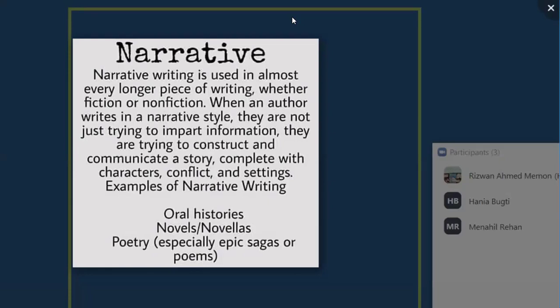So narratives can also be in poetry, especially epic sagas or poems. Epic poems are longer poems, and they can be in story form. So this is known as narrative. Narrative writing is used in almost every longer piece of writing. See, at the start it talks about the length, whether fiction or non-fiction. When an author writes in a narrative style, they are not just trying to impart information; they are trying to construct and communicate a story.